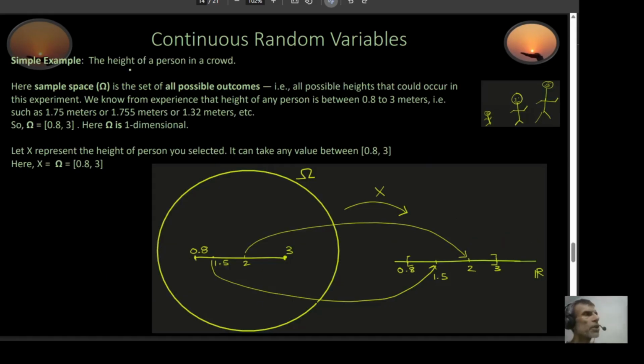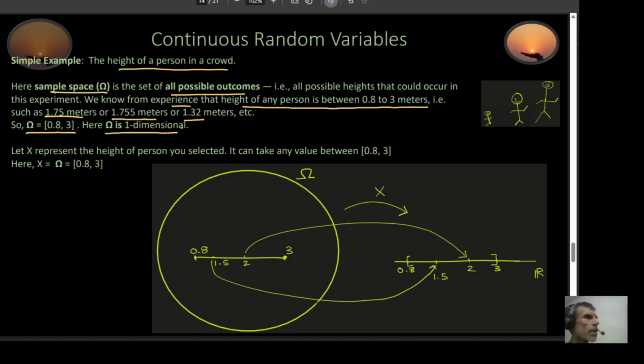Let's say you're measuring the height of people in a crowd. Here, my sample space, omega, is the set of all possible outcomes, basically all possible heights that you can get when you select people in this experiment. Let's say it is given to us, from experience, that the height of any person is between 0.8 and 3 meters. In other words, your height can be 1.75 meters, 1.755 meters, 1.32 meters, any number between 0.8 and 3 meters. So my sample space in this case is 0.8 to 3. My sample space is one dimensional.